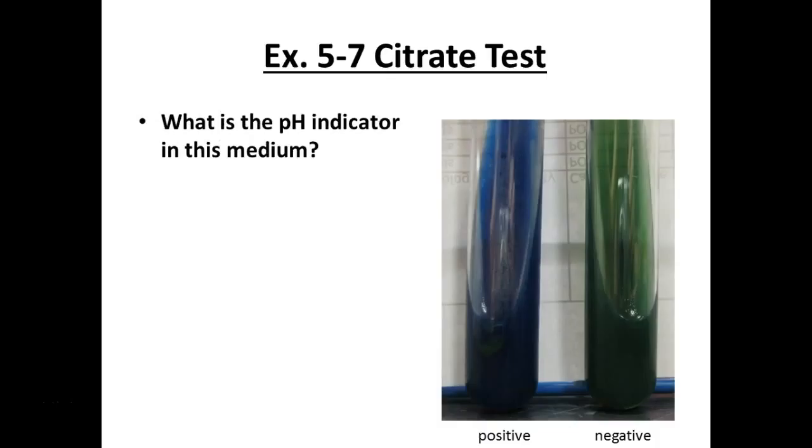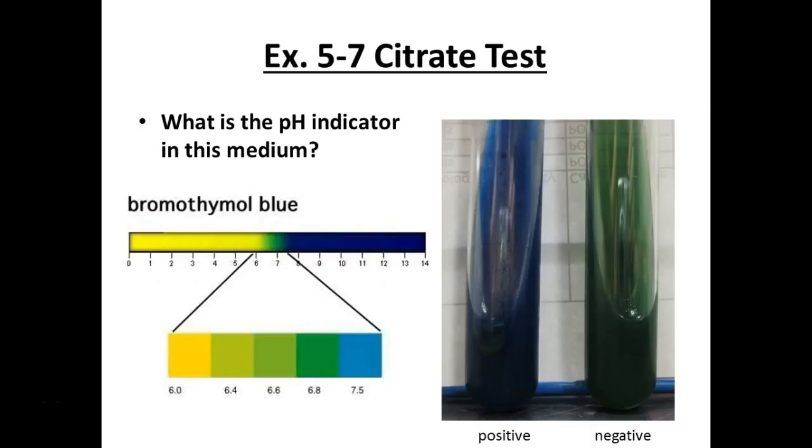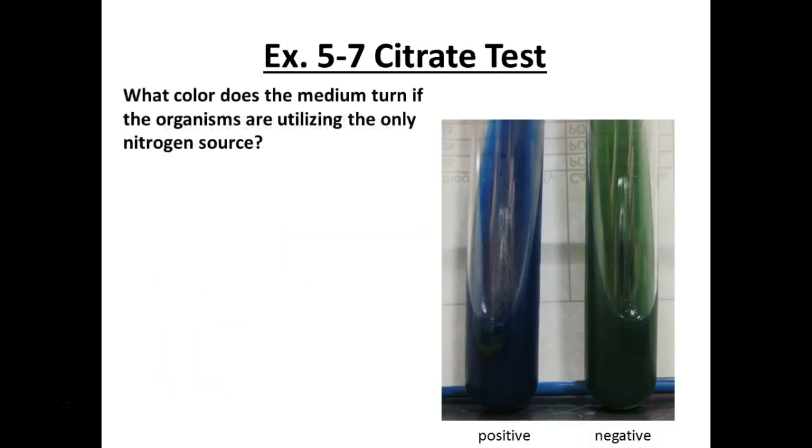What's the pH indicator in this media? Bromothymol blue. So positive is blue. Negative, it stays green. This stuff starts out green. What color does it turn if they utilize the only nitrogen source? So they have to utilize the citrate, but then they have to use the nitrogen source. I know, I was like, is that right? So it's going to increase the pH. It's going to make it alkaline. We're going to get a blue color.